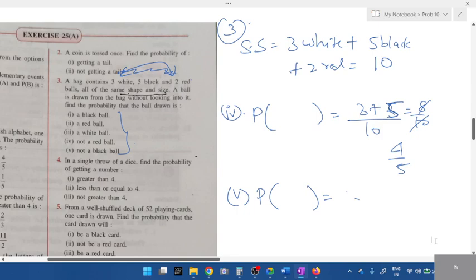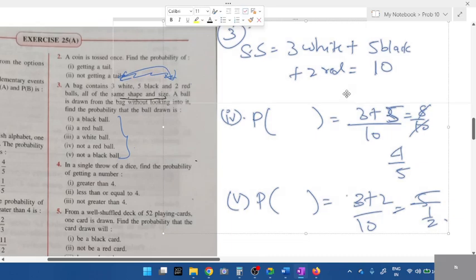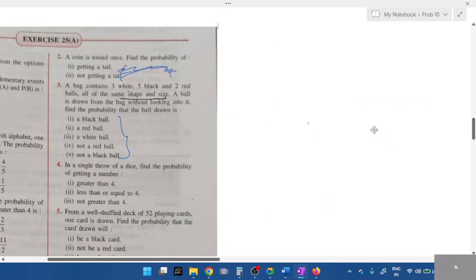mute the call, students. Fifth one is not a black ball. Apart from black, you have 3 plus 2. 3 plus 2 divided by 10, 5 by 10. The answer is, that's it. Okay, N of E, favorable outcome divided by total outcome.